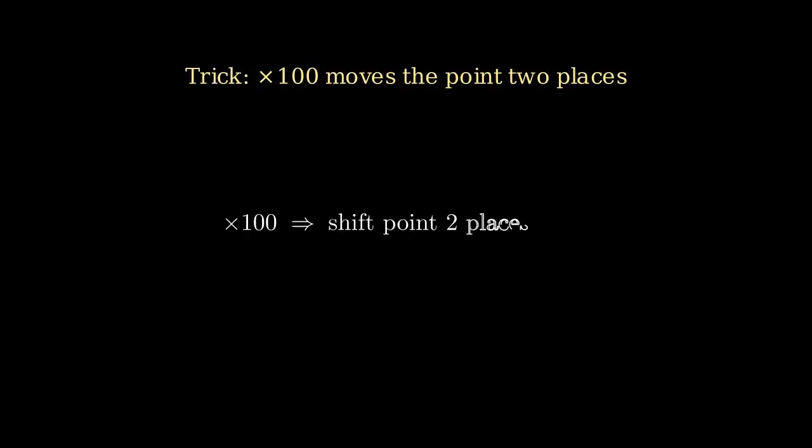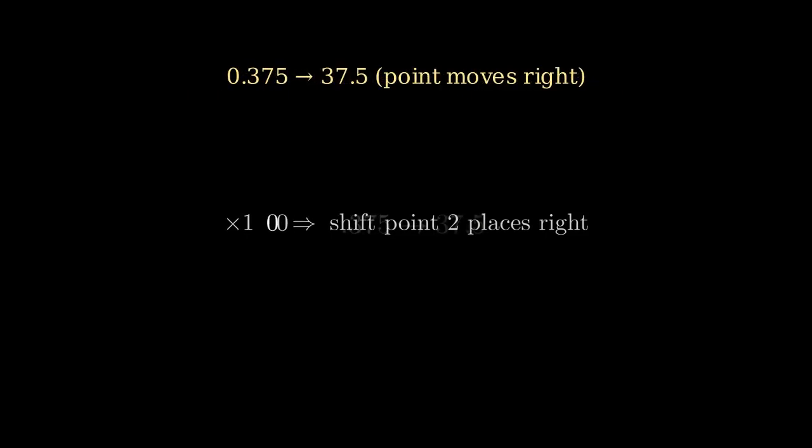Here's a useful trick. Multiplying a decimal by 100 does not require long multiplication. It simply moves the decimal point 2 places to the right. For example, with 0.375, moving the point 2 places to the right gives 37.5, matching exactly what we calculated before.